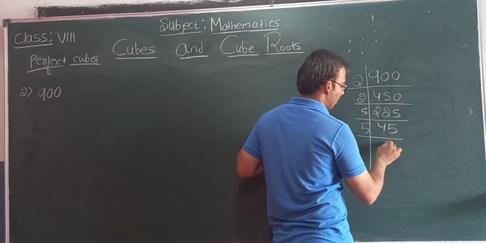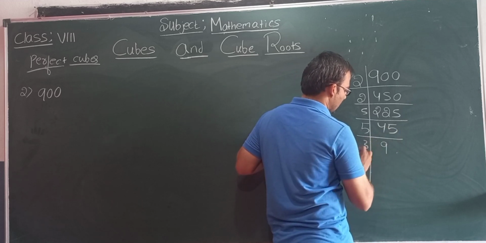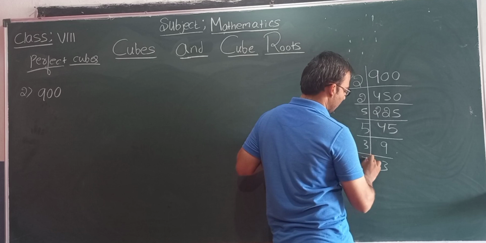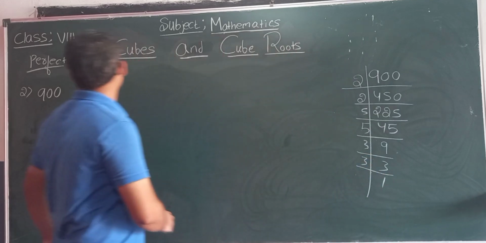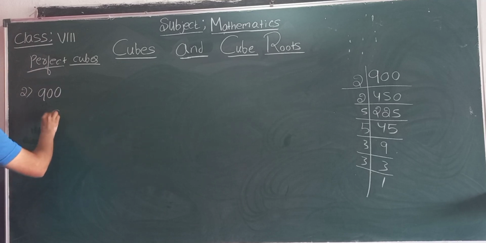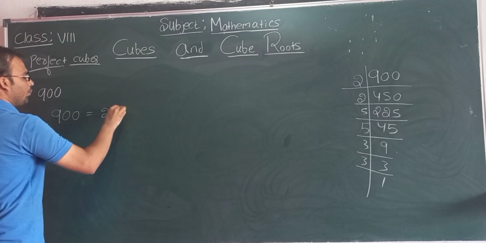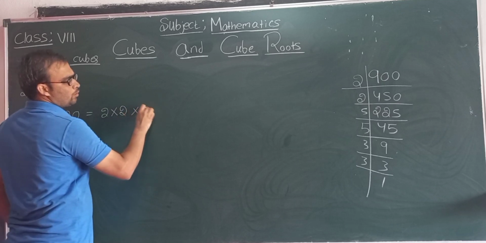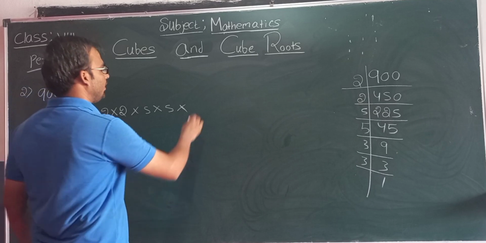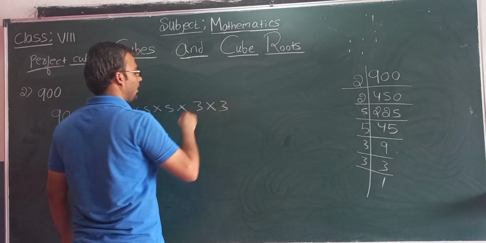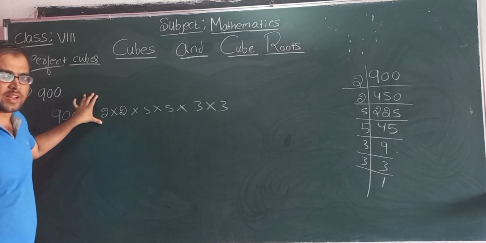So 5 9s are 45. Okay, next 3 3s are 9 and 3 1s are 3. So here we will write the prime factors of 900. This is 2 into 2 into 5 into 5 into 3 into 3. Okay. Now students, we have written the prime factors of 900.